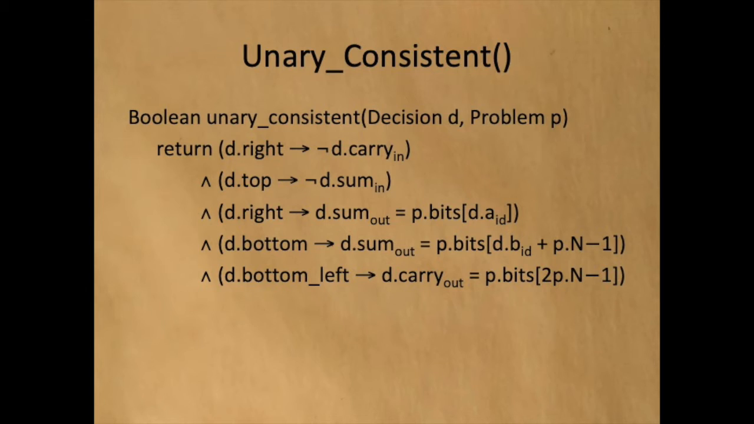Unary consistency checks the 5 unary constraints. If the decision is in the right column, it ensures that the carry-in is false. If the decision is in the top row, it ensures that the SUMIN is false. If the decision is in the right column, it ensures that the SUMOUT bit equals the corresponding product bit. If the decision is in the bottom row, it ensures that the SUMOUT bit corresponds to the proper product bit. If the decision is in the bottom left box, then this ensures that the carry-out bit equals the most significant product bit.